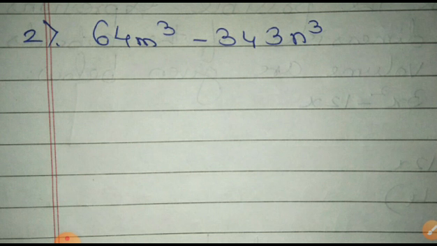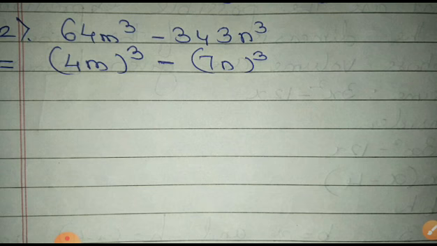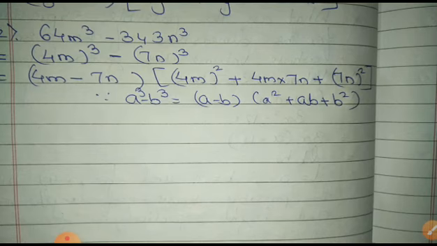Now what you do is, the squares of numbers from 1 to 20 should be memorized, as well as the cubes of 1 to 10. It will be easier for you while solving the problems. So I can write the same as (4m) cube minus (7n) cube.